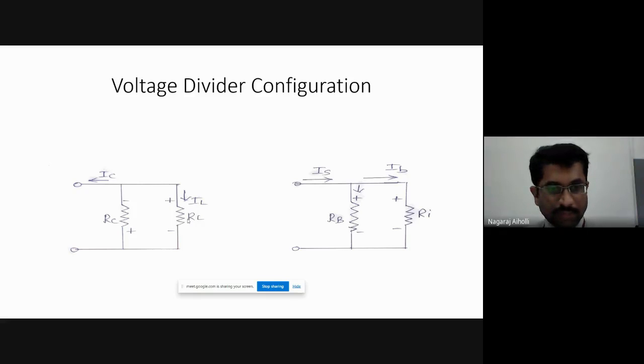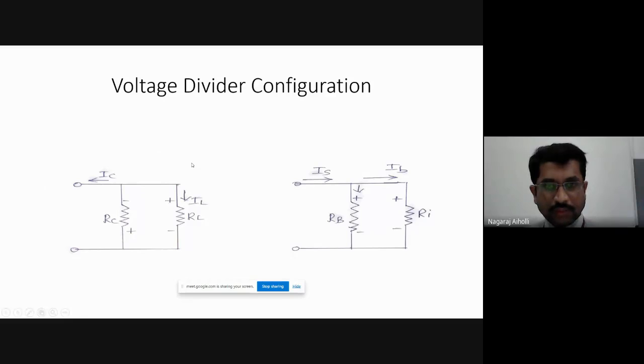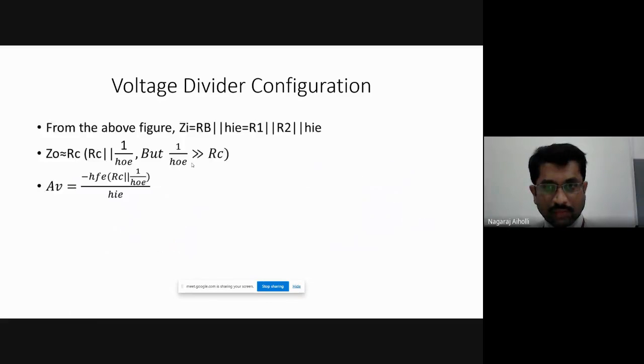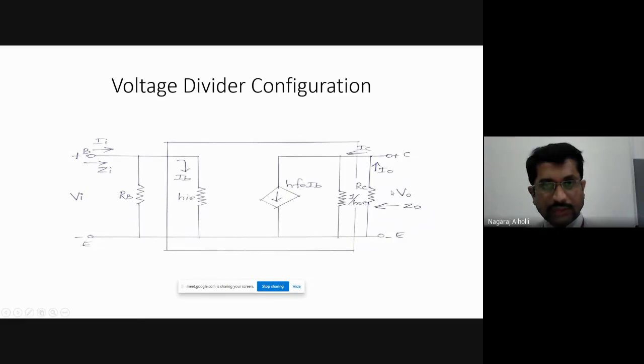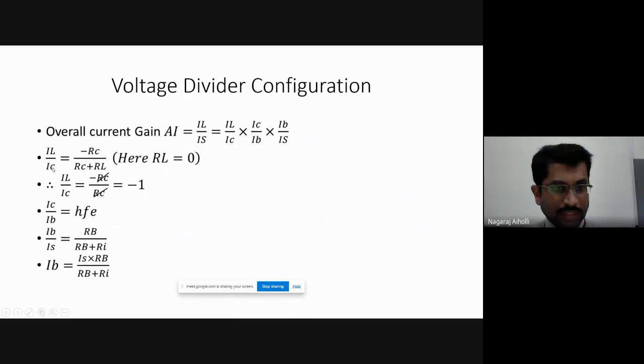Now if we simplify this, finally we will get IL by IC. Just simplify that; I have explained it in the class. IL by IC is equal to minus RC divided by RC plus RL. Now RL is 0 in this circuit. Whatever we have considered for analysis, the voltage divider circuit, we have not considered any load resistance, so RL is 0. So as RL equals 0, it is minus RC by RC plus 0, that is minus RC by RC, which is equal to minus 1.